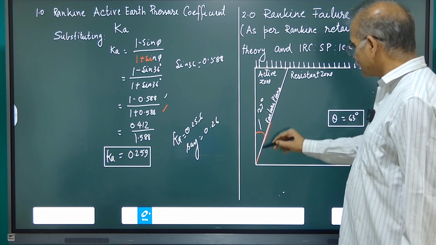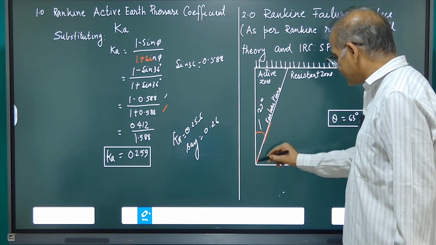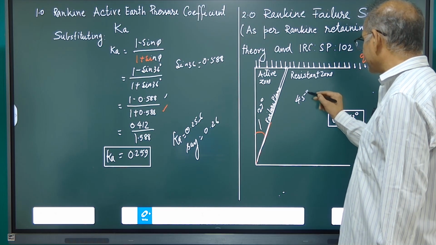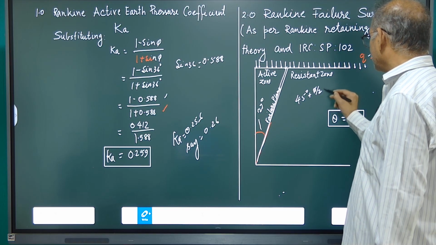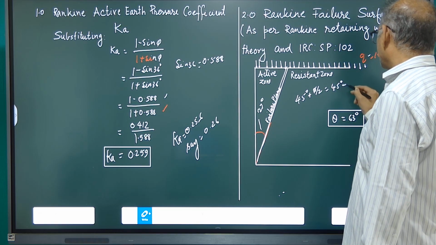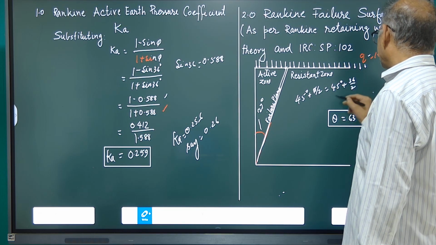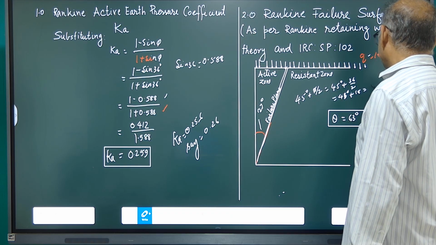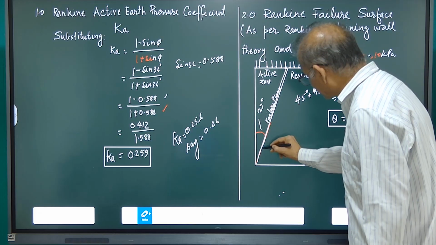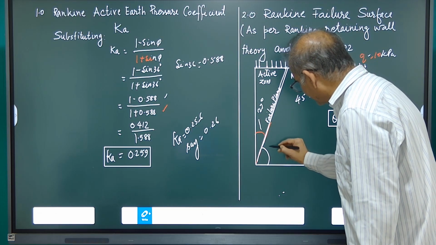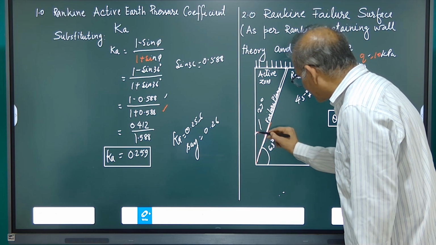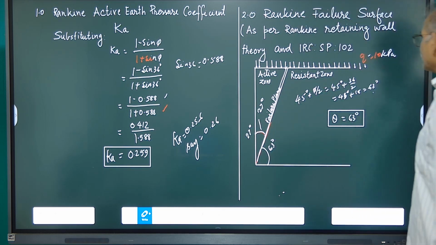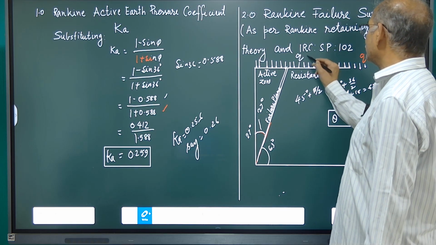Then we can see this is the active zone. This Rankine failure plane will be inclined at 45 degree plus phi by 2, 45 degree plus 36 by 2, hence 45 degree plus 18 degree, and that is 63 degree. So the failure plane is inclined from the base at 63 degree, and from the vertical it is 27 degree. And the surcharge weight Q is equal to 10 kPa.